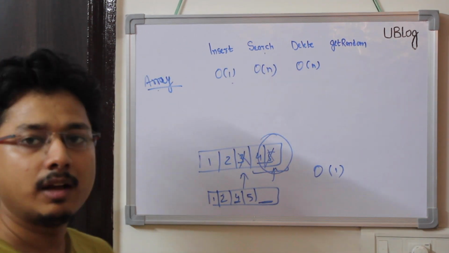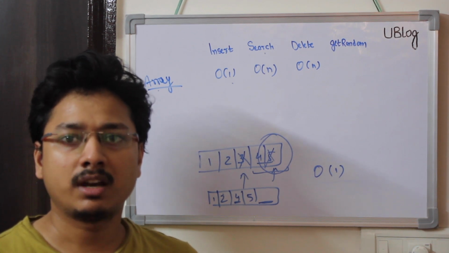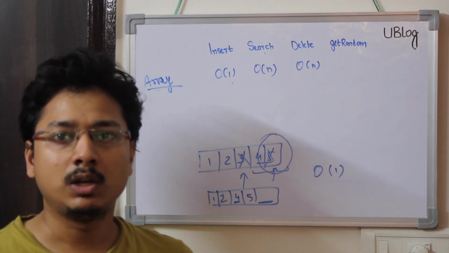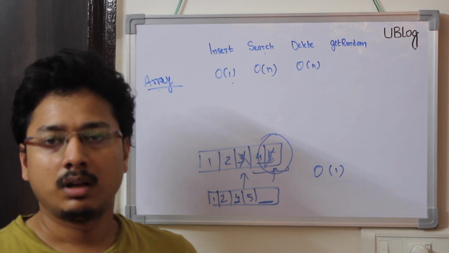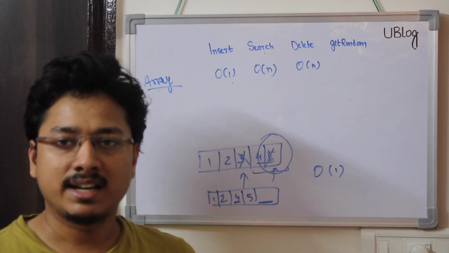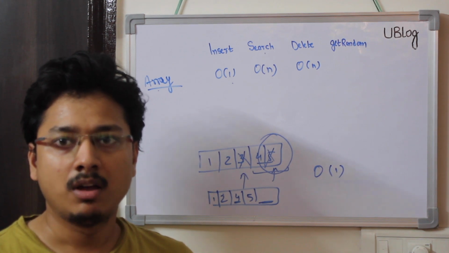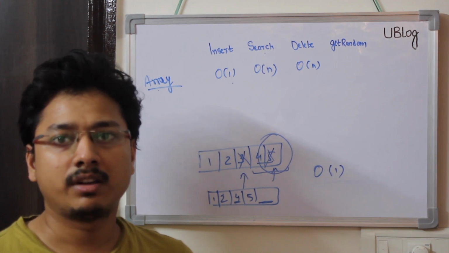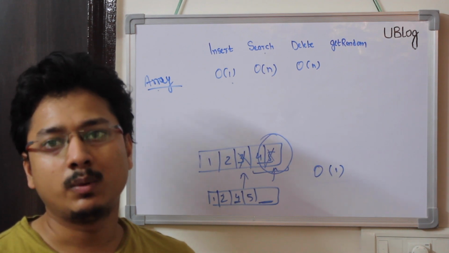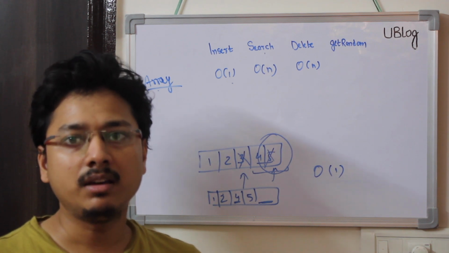And what about get random? Since we know the size of the array, for example the size is 10, we can find a random number from 0 to 9 and return the value at that index. So that's how the get random can be implemented in O(1) time, because the index range is 0 to 9. We can use the random function of Java or any language, which returns a value. For example, if it returns 4, we can return the value at the 4th index. So that's how our get random can be implemented in constant time.